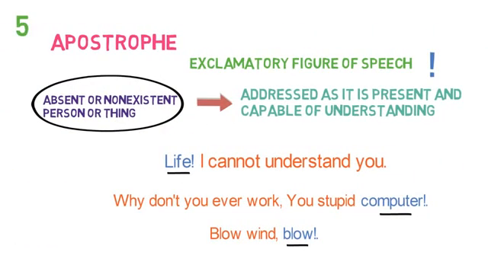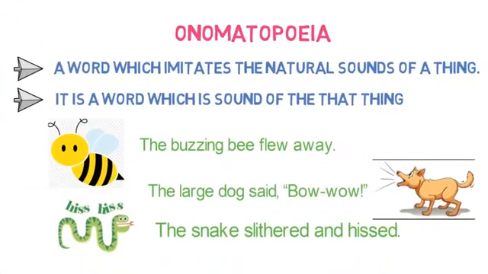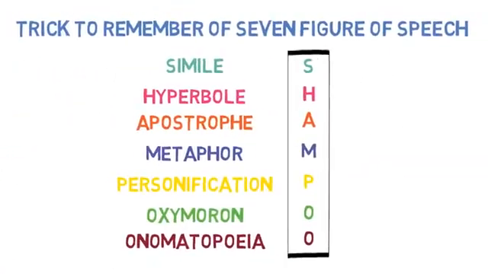Fifth, apostrophe. An apostrophe is a figure of speech in which some absent or non-existent person or thing is addressed as if it was present and capable of understanding. Sixth, oxymoron. Oxymoron is a figure of speech containing words that seem to contradict each other. That is, one word says one thing and the other word says another thing. And seventh, onomatopoeia. An onomatopoeia is defined as a word which imitates the natural sounds of a thing. That is, it is a word which is the sound of that thing.